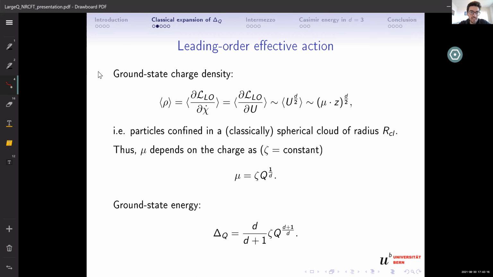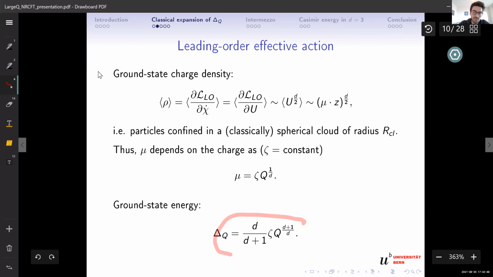And then, I mean, we can just proceed and try to see how the leading order term in the conformal dimension goes about, right? And this just amounts to computing the ground state energy, right? So you just try to relate first mu to q, which is exactly the same as in the relativistic case, where zeta is just a constant, right? And then you integrate the ground state energy density over the volume of the cloud, and you get the following expression here. Right? So this is how our expansion starts.